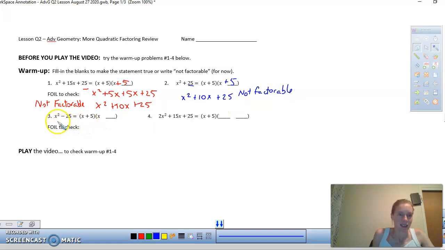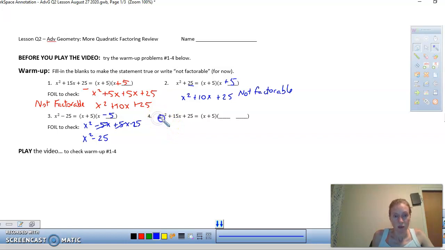Okay, next. So here we have a positive 5, so this would have to be a negative 5 to get a negative 25. Okay, that changes things a bit. So we have minus 5x plus 5x, and then minus 25. Well, the minus 5x and the plus 5x actually will cancel out, and you end up with what you started with. So that one is factorable. It'd be x plus 5, x minus 5. And the middle term disappeared or canceled out when you combined like terms.